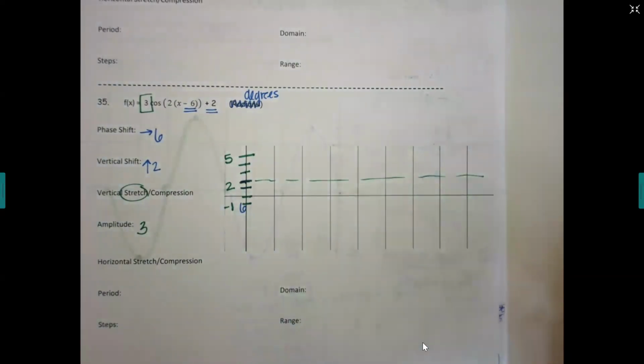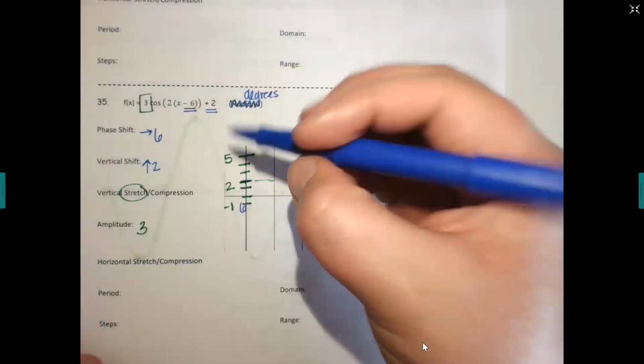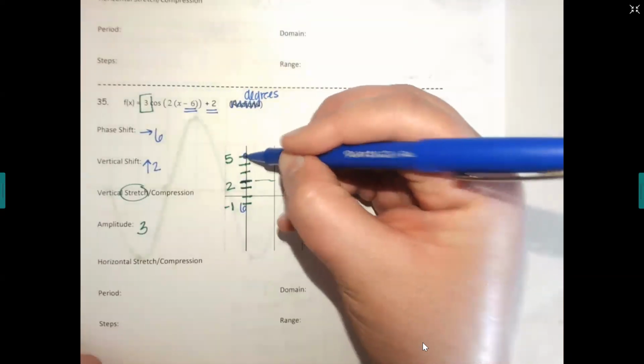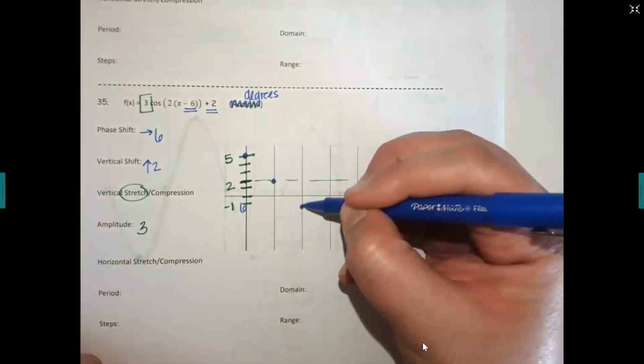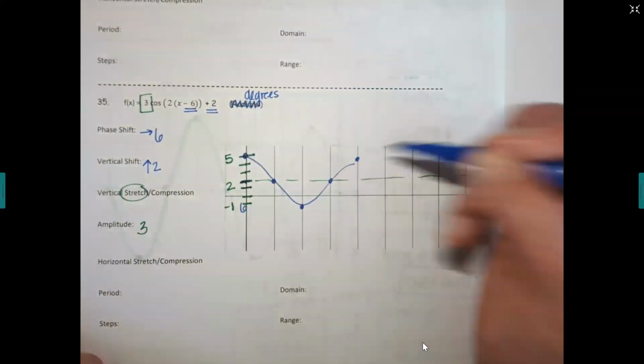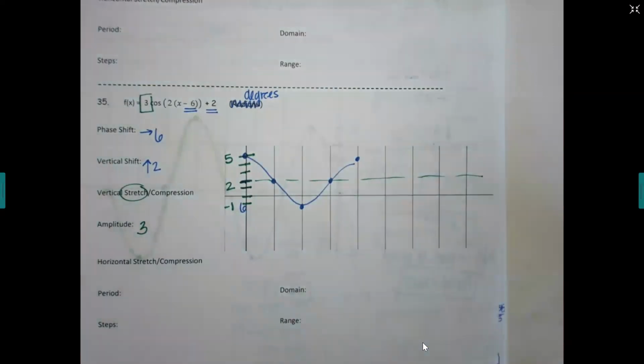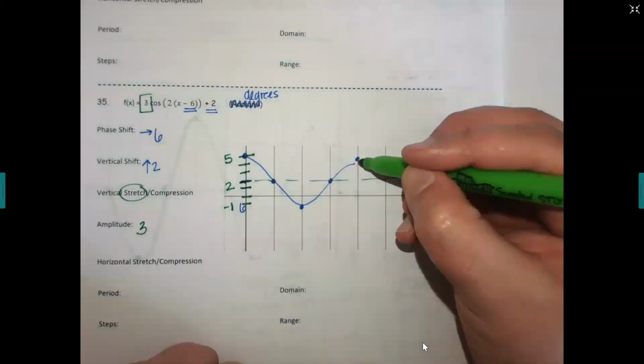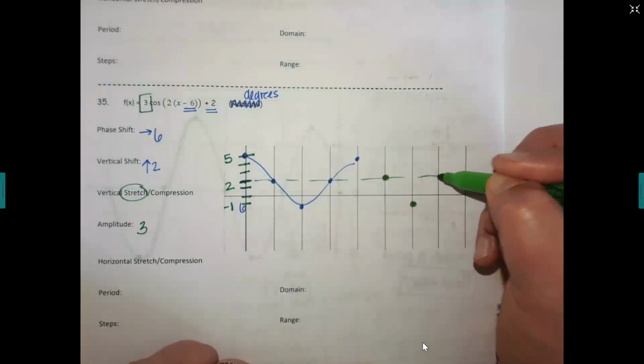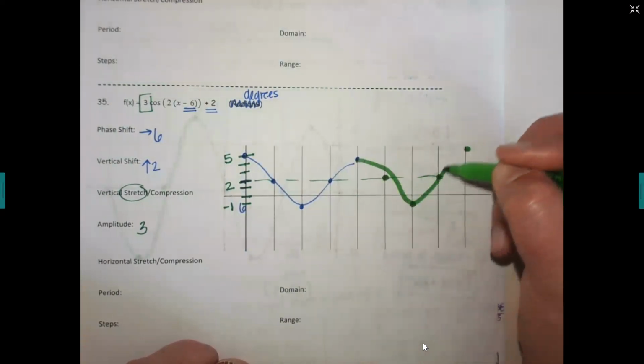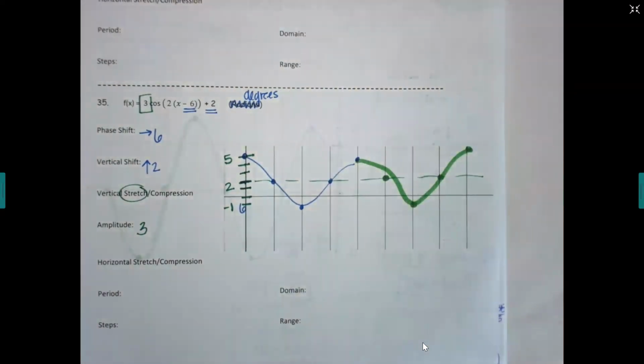Okay, then this is a cosine graph. Remember, cosine starts at the crest at the top of the wave. So I'm going to start at 5, and then I'll go middle, low, middle, high. Okay, then I can do a second one if I want to. Start at the top. You'd go middle, low, middle, high. And then remember, it just does that same wave forever and ever and ever.